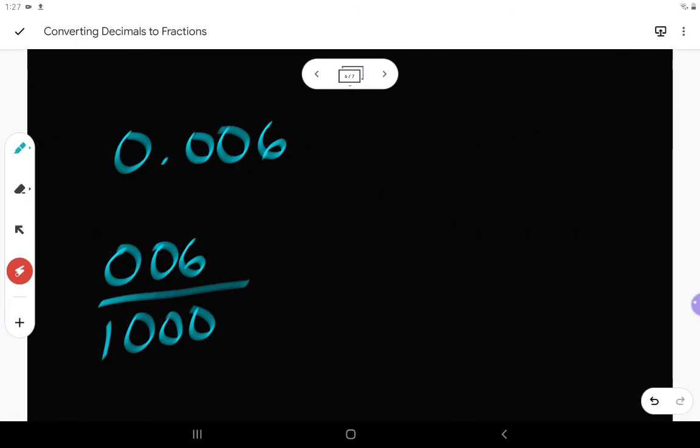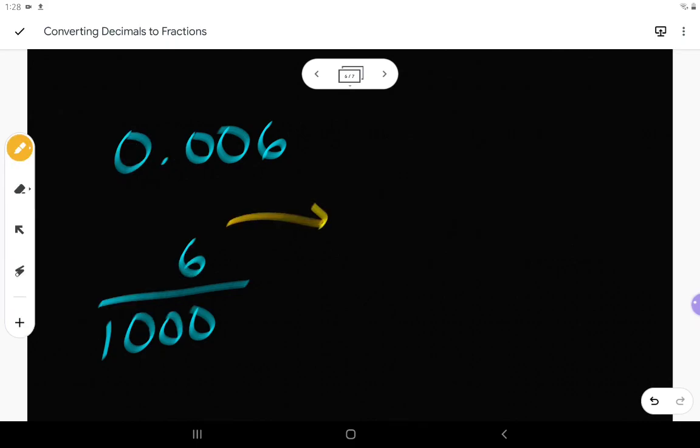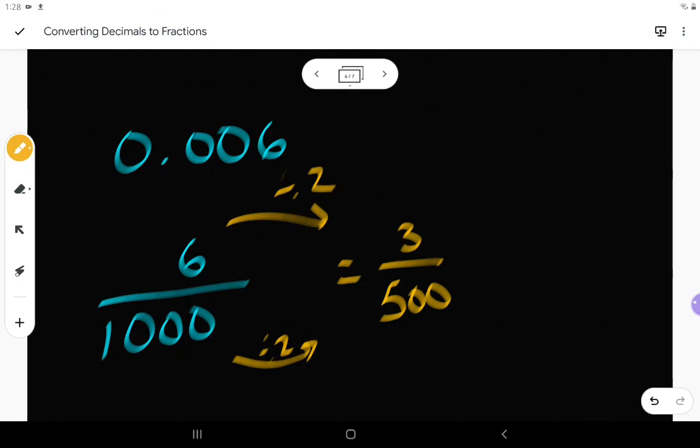Well, now this 006 doesn't make a lot of sense. We usually don't write a 0 in front of a number, so I could actually get rid of that 0 and that 0, and I just have now 6 over 1,000. Okay, 6 over 1,000, both numbers would be even, and I can divide both numbers by 2, and that's going to leave us with 3 over 500, and that would be in lowest terms.